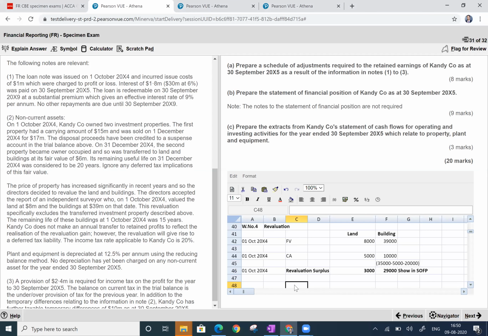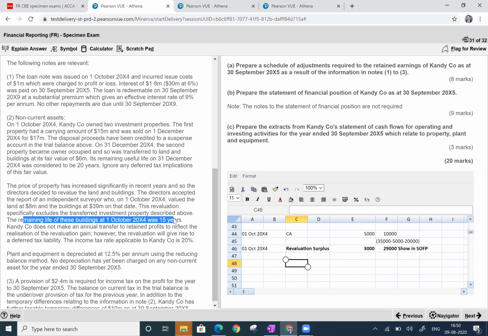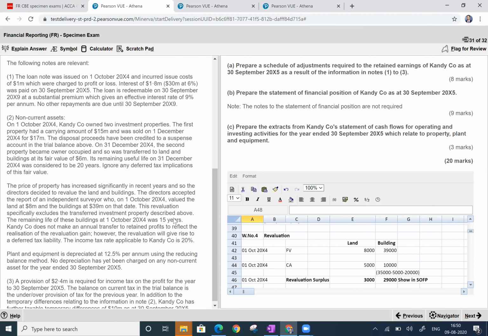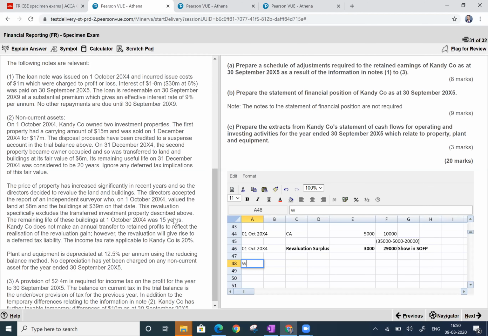Now, what is the next thing? You have written till here. The remaining life of building at 1st October X4 was 15 years. So building will definitely have a depreciation. So working note number 5, depreciation of building. You can just write in one sentence itself, depreciation of building.